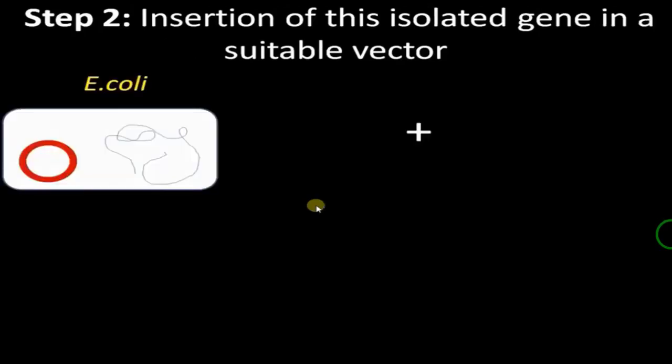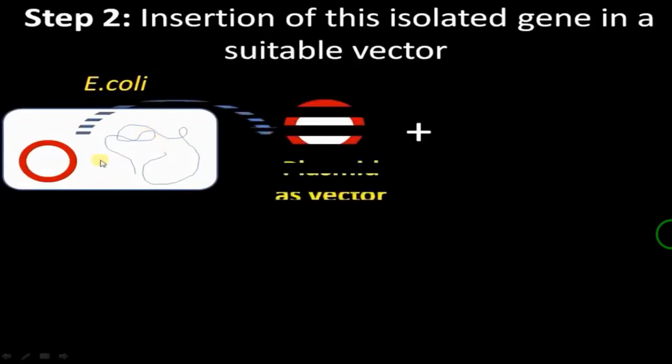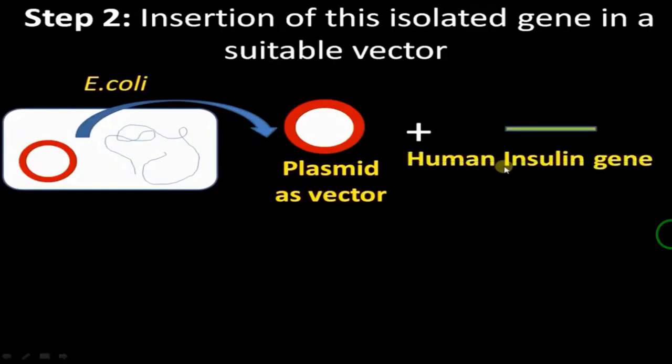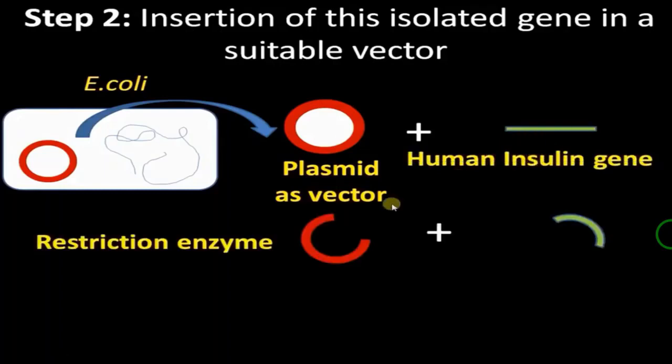Now we have taken the plasmid as a vector. From where can we take the plasmid? From E. coli bacteria. So we have separated the plasmid from the E. coli bacteria, that is the vector, plus the human insulin gene that we have already taken. Now, with the help of a restriction enzyme, we make one cut in the plasmid vector.